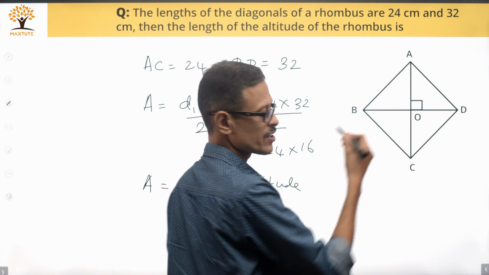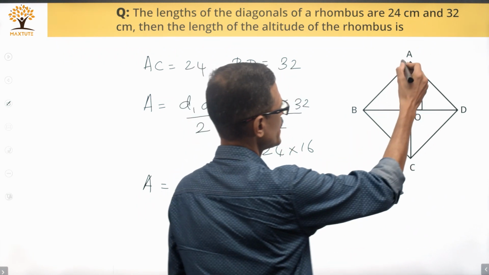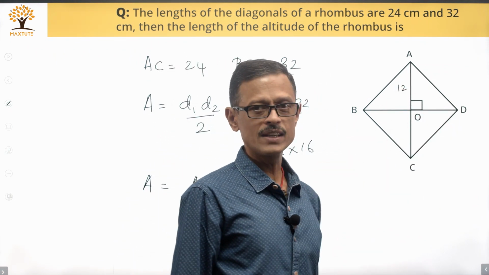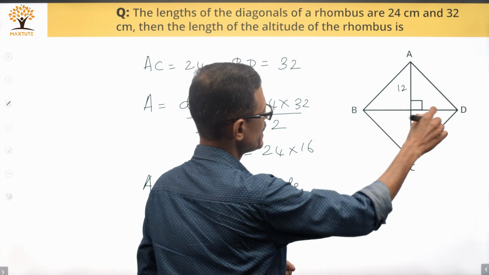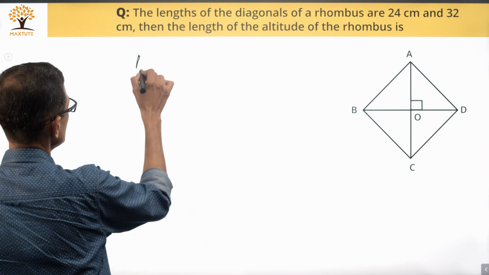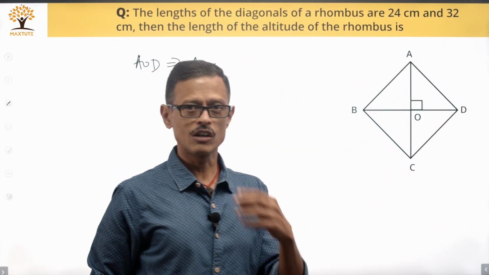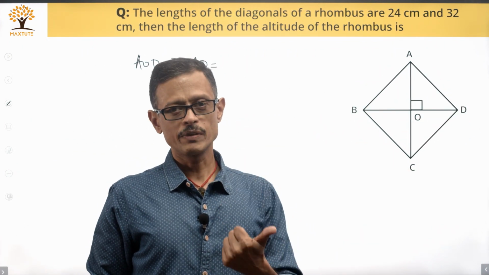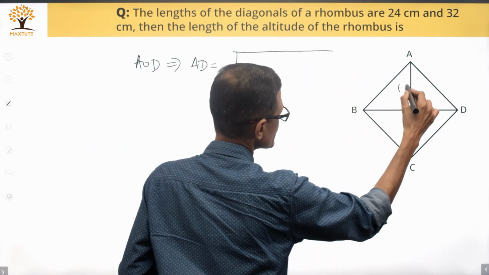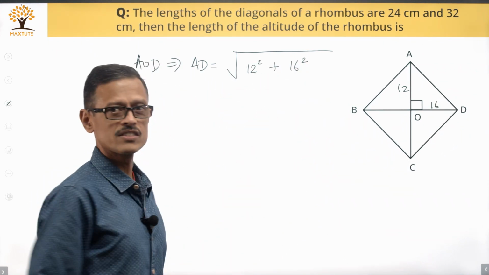So if AC measures 24 units, AO, where BD intersects AC, is going to be half of 24. So AO is equal to 12 centimeters. If BD is equal to 32, then OD will be equal to 16. So we have a right triangle AOD. In right triangle AOD, we'll have to compute the value of AD, which is one of the sides. In a rhombus, all 4 sides are equal. So AD is what we want to find out to compute the altitude. So AD will be equal to, applying Pythagoras theorem, AO is 12, OD is 16. So 12 square plus 16 square, the square root of this is going to give us the answer.